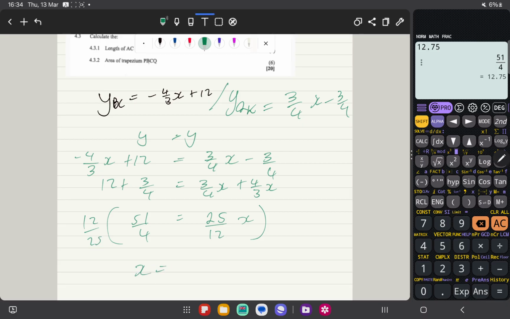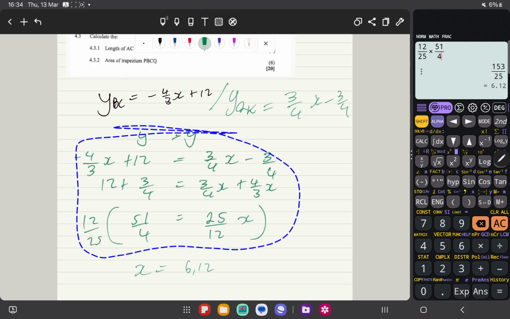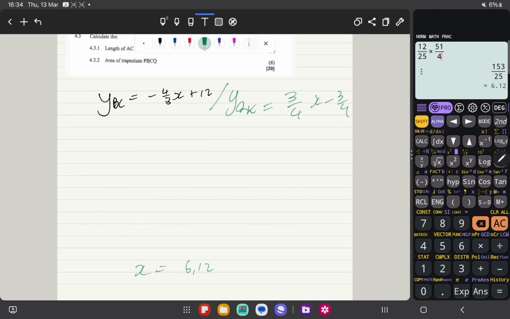So x is going to be 12/25 multiplied by 51/4. I am getting 6.12. I'm getting 6.12, right? So I'm going to use any of the equations to give me the y value.